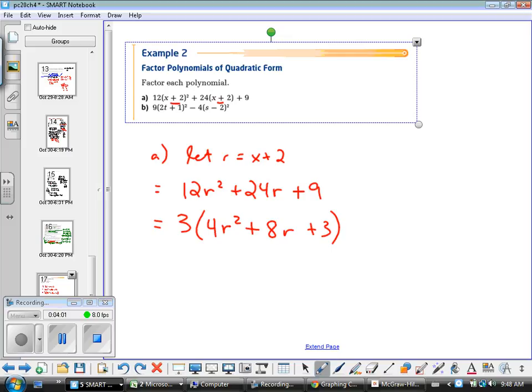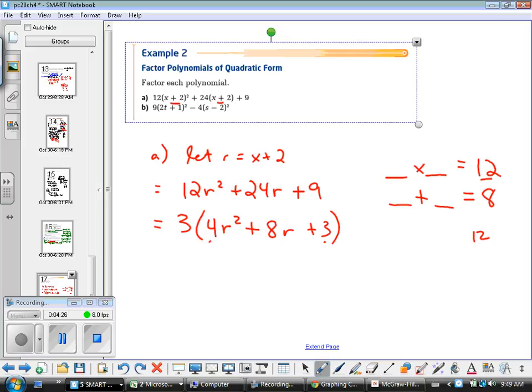Okay, I'm going to find two numbers that multiply together to give me the product of 4 and 3. So they have to multiply to give me 12, and they have to add together to give me 8. I can go through all my factors of 12. I know they're both going to be positive because they have the same sign: they multiply to give a positive number, and since they add to give a positive number as well, they must both be positive.